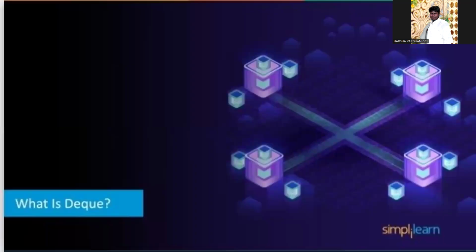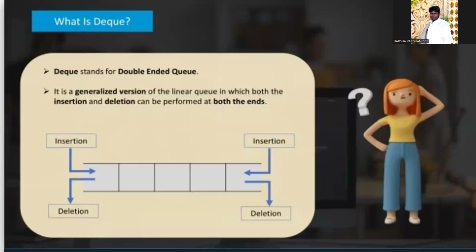First of all, what is a deque? Deque stands for double-ended queue, which means insertion and deletion can be done from both ends. Generally, a deque is a generalized version of the linear queue. In a double-ended queue, insertion and deletion can be performed at both ends. It is the main advantage of a deque.